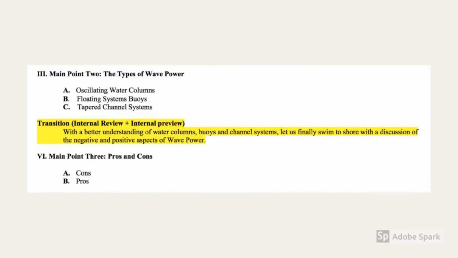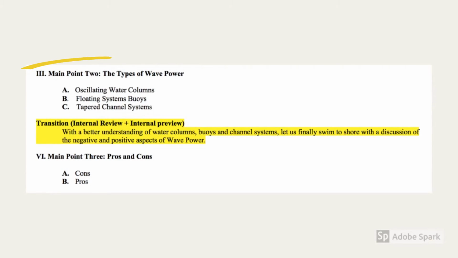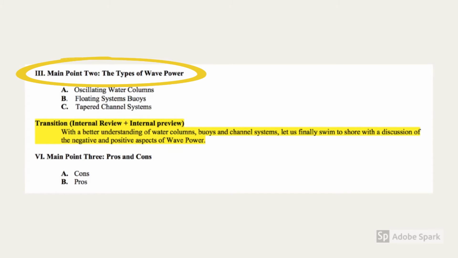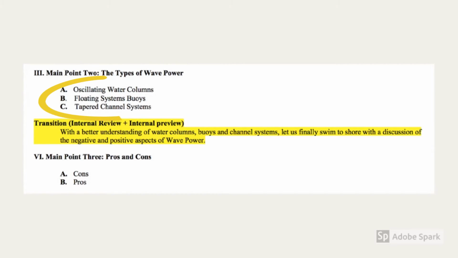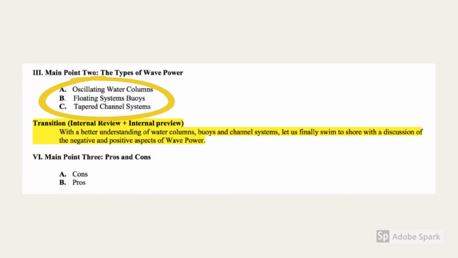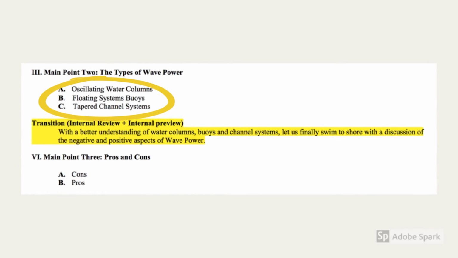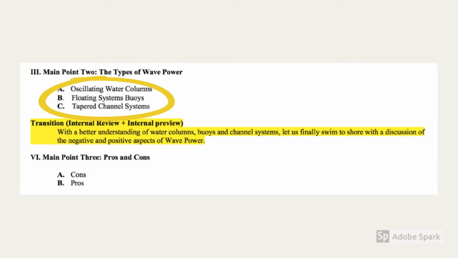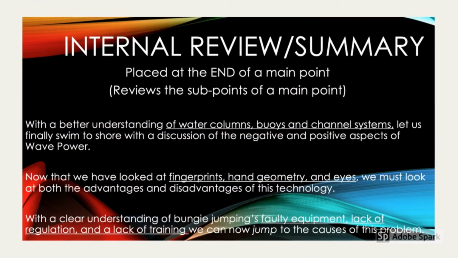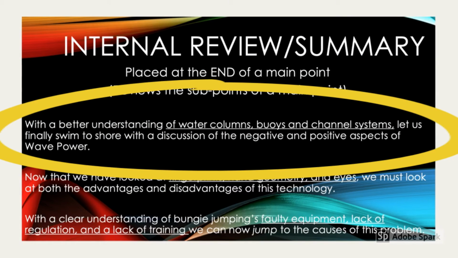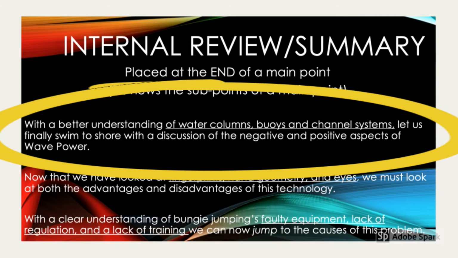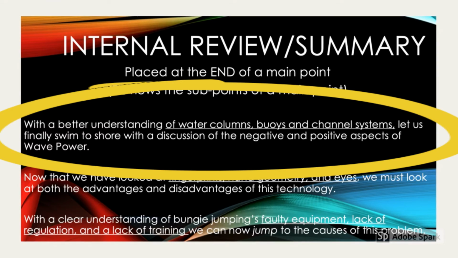If you recall, in our sample speech, main point 2 was the types of wave power, and there are 3 different types of wave power that you might cover in your speech. Well, in order to help your audience make sure they understood what they heard, you might do an internal review at the end of that main point. With a better understanding of water columns, buoys, and channel systems, let's finally swim to shore and discuss the negative and positive aspects of wave power. Notice that internal review is in the past tense.